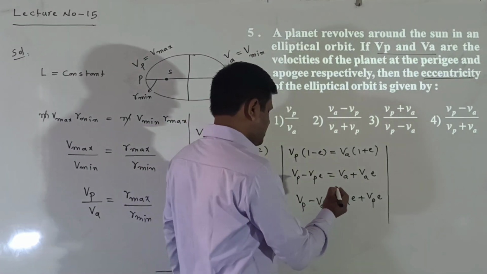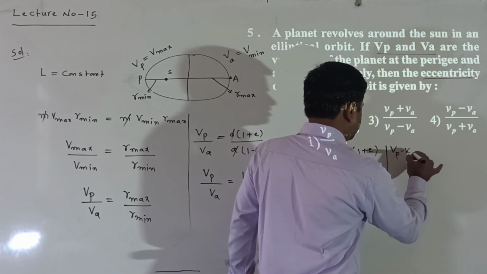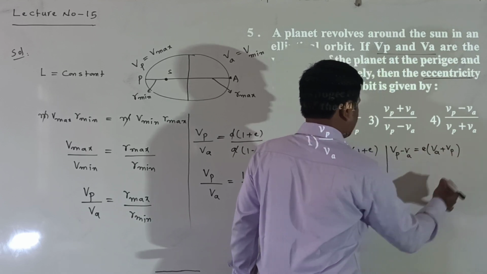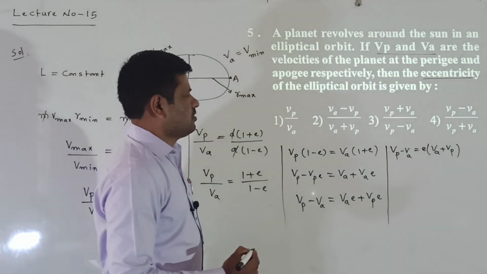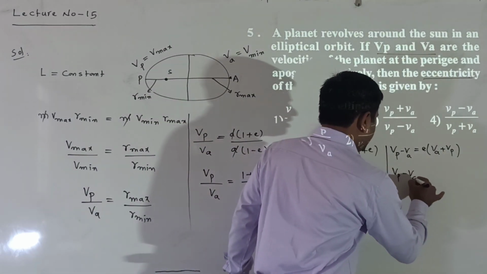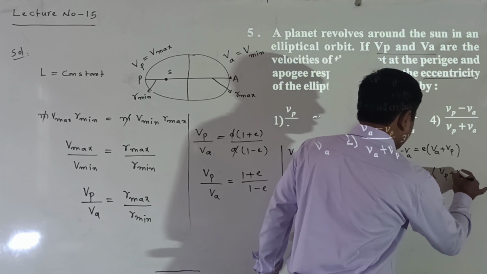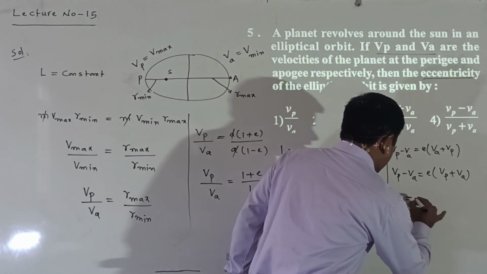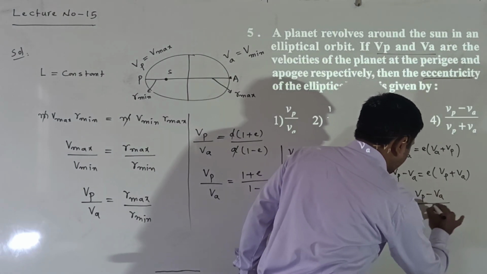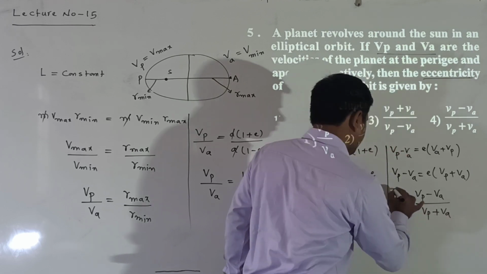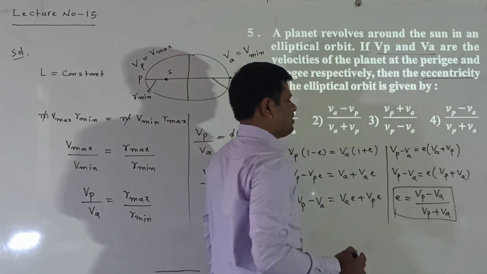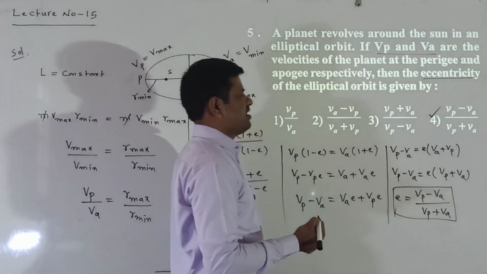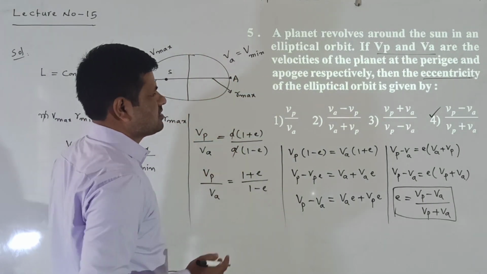To find the value of e, taking e as common, Vp minus Va is equal to e into (Va plus Vp), which I write as Vp plus Va, since a plus b is equal to b plus a. From this, e is equal to (Vp minus Va) by (Vp plus Va). This is the e value, the eccentricity. So the fourth option is correct, that is (Vp minus Va) by (Vp plus Va). This is the eccentricity value.